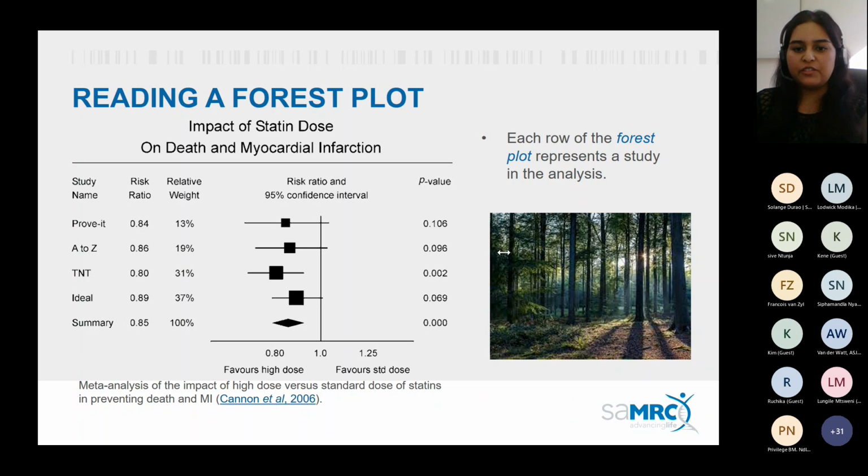Okay. Solange, are there any questions so far? There's a question from Anati who's asking if you can do a meta-analysis without doing a systematic review first. And there's a question from Cecilia on whether meta-analysis can only be conducted with interventional studies.